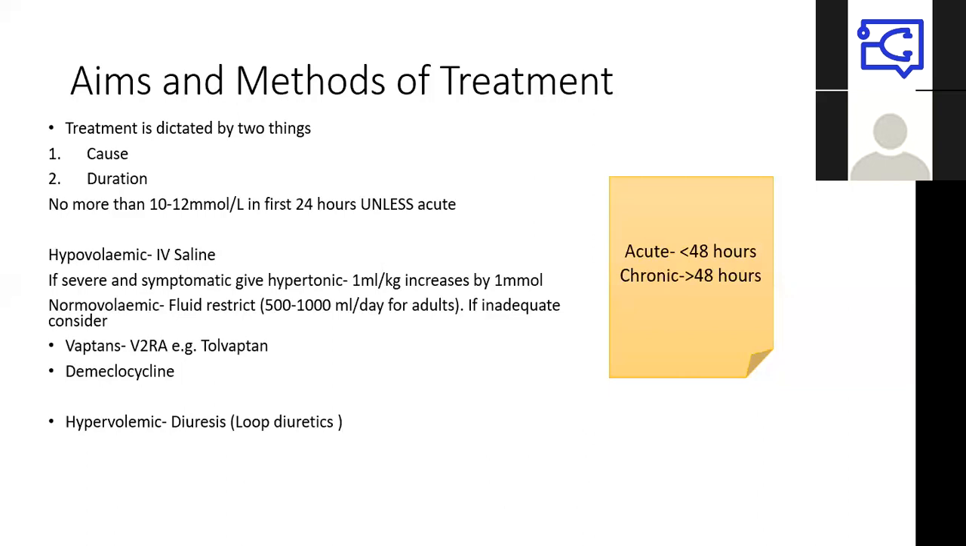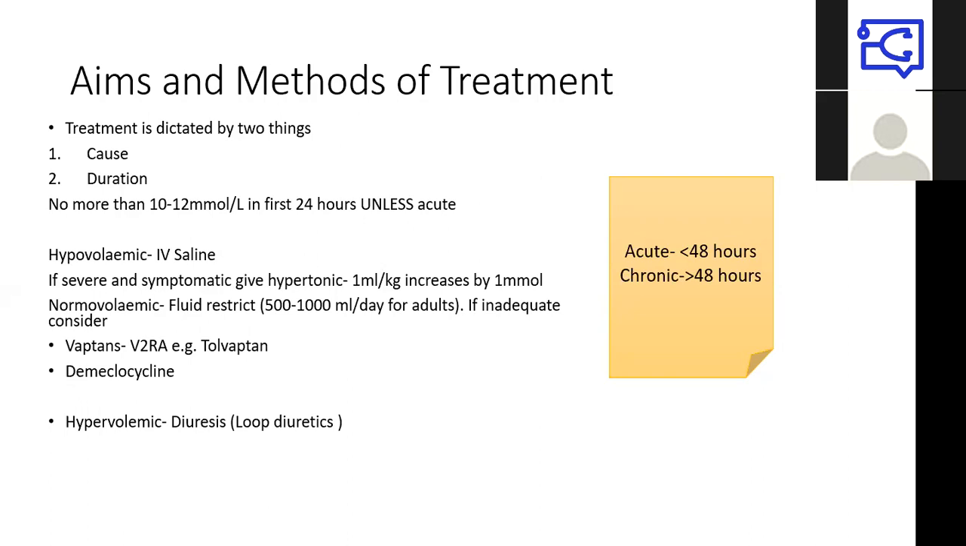Otherwise, what we can do is the Vaptans, and these are quite important as well. These are quite expensive, I should add, and they can give really good results actually, but they can be difficult to get, and that's another way to do it. So Vaptans are used, and they block basically the V2 receptor that is present in your collecting duct.